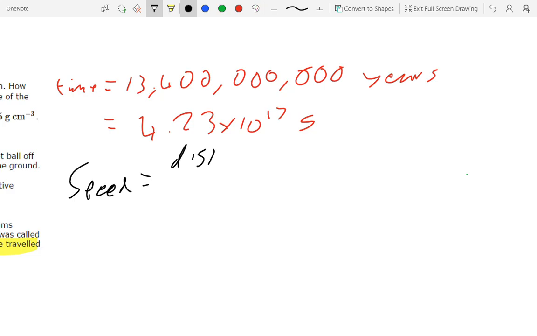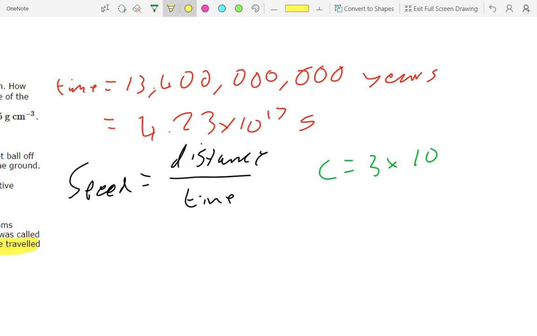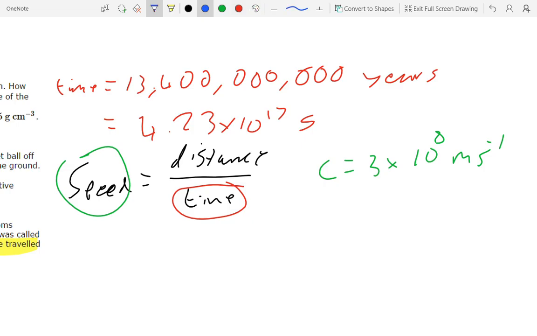And then we want to find out the distance a photon's travelled. So to relate time and distance, we need the equation speed equals distance over time. So how fast does a photon move? Well, it's taken to be c, which is 3 times 10 to the power of 8 meters per second, the speed of light in a vacuum. So this is our speed, in the green, and our time is in the red, so we'll stick distance as blue.